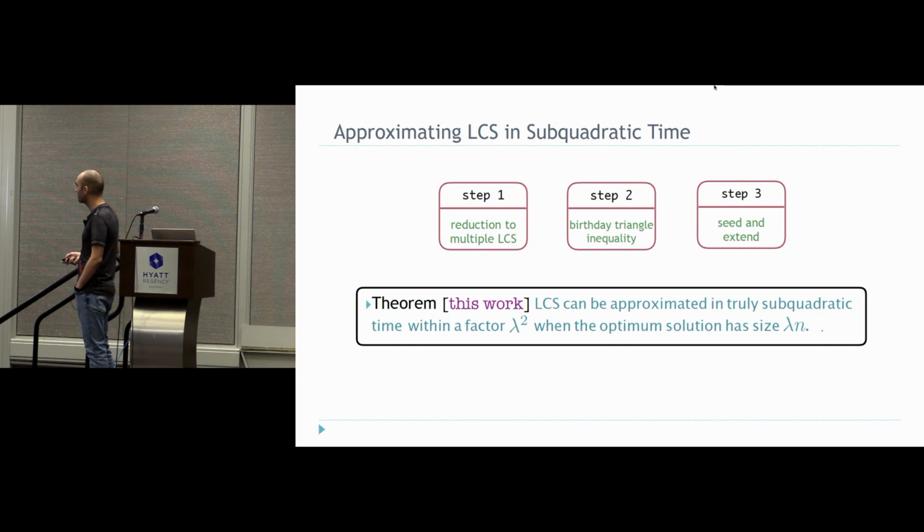So when you prove this, then you get a solution for LCS. Now I can tell you what the approximation factor is. If the solution size is lambda n, then our approximation factor is lambda squared. So if, for example, lambda is constant, we get constant approximation.